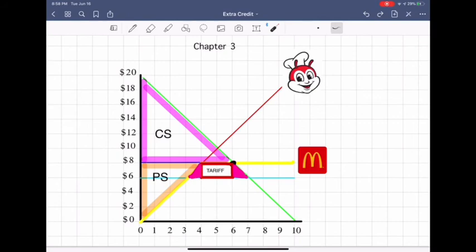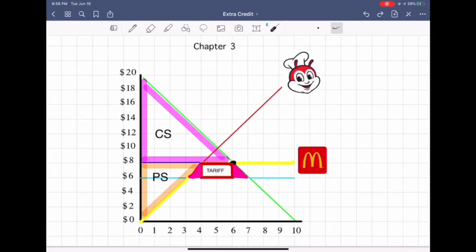Hopefully you understand what happened here. The new equilibrium, as I mentioned a while ago, is at a quantity of 6 and a price of 8. So who will be receiving the money from McDonald's? Who is the beneficiary of the tariff?